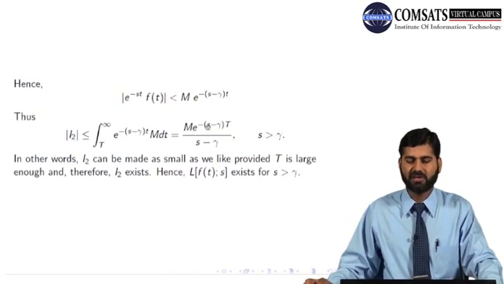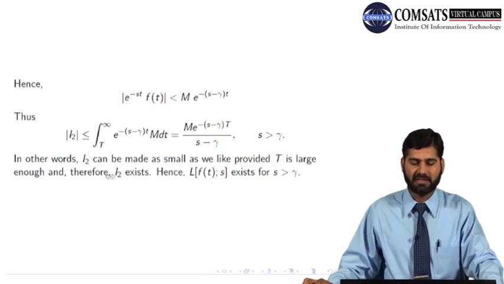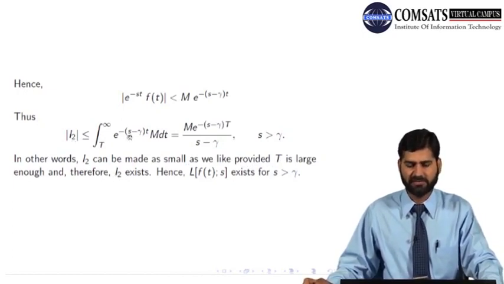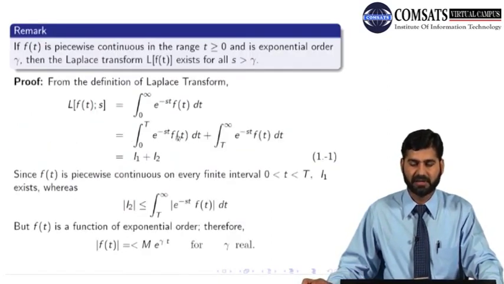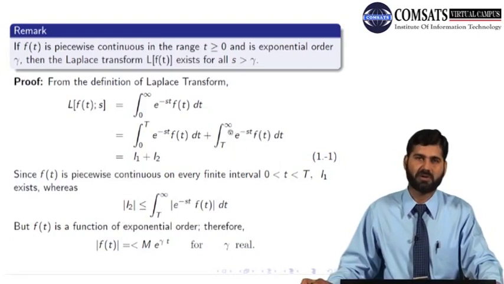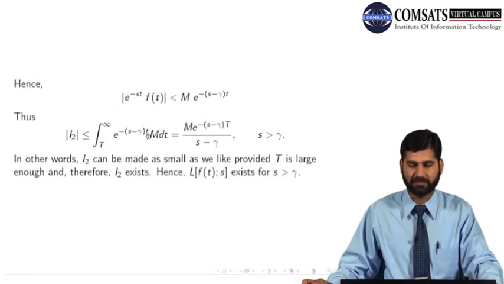Alright? So if you integrate, you will get e to the minus (s minus gamma)t divided by (s minus gamma). And this is of course true for s greater than gamma. In other words, I2 can be made as small as we like, provided t is large enough, and therefore I2 exists. Because of course if it is bounded by this thing, then it means I2 exists. Hence the Laplace transform of f(t) exists for s greater than gamma. Alright, so this is fine automatically, and this is also bounded integration. If it is bounded, it will converge, of course. So your Laplace transform exists for s greater than gamma.